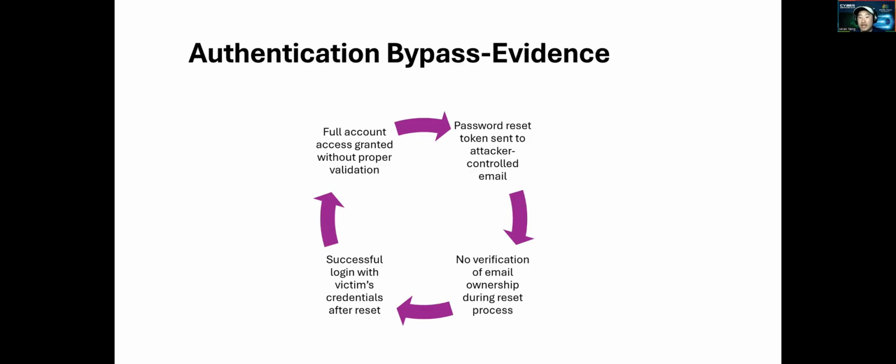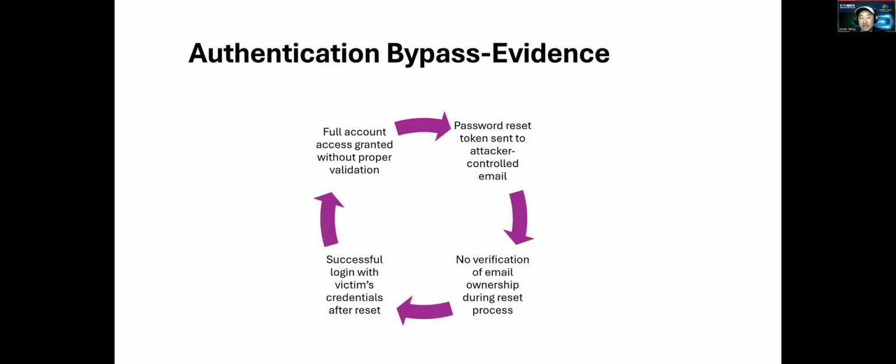So here is really the evidence and the full chain of what happened. Password reset tokens sent to the attacker controlled email. No verification of that email ownership during the reset process. Successful login with the victim's credentials after the reset. And I took over Robert's account without ever touching his inbox or without proper validation.